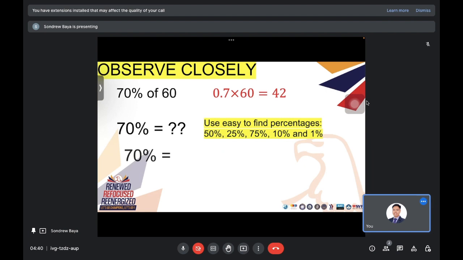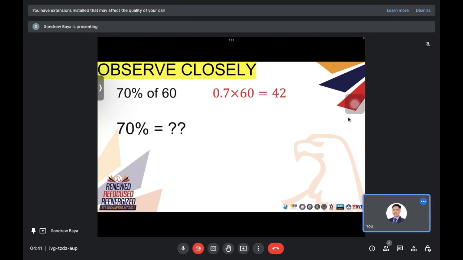And that's 7 times 10%. Remember, 7 times 10 is 70? Therefore, I can get 10% and multiply it by 7. That's another way. A while ago, we found out that 10% is 6. So that's 7 times 6, 42. Still the same number. Okay?